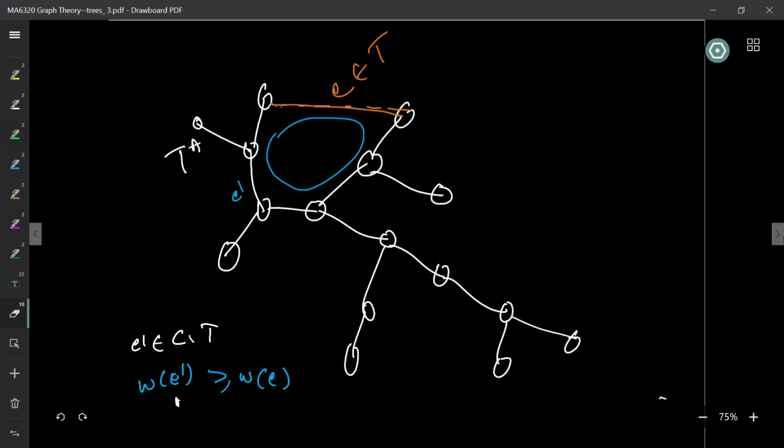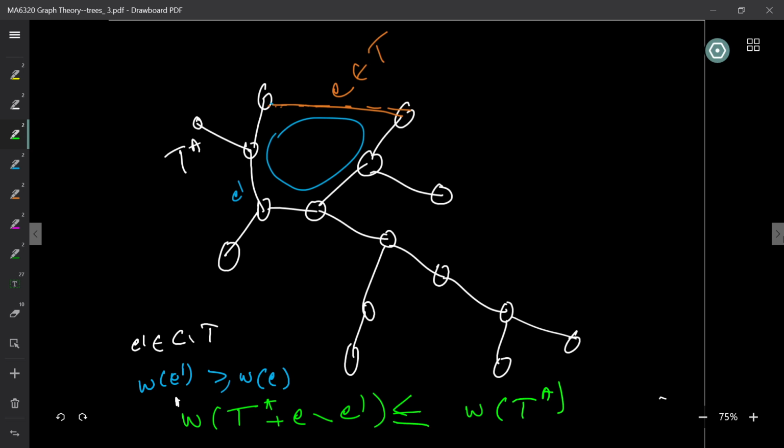Which means that the tree I can look at, for example, is T star plus E, which creates a cycle, minus E dash, an edge which is not part of T, in C minus T. This is a tree now, because it has created one cycle and I removed one edge of the cycle. So it's again a tree. And the weight of this graph is basically, I have added an edge of weight which is less than or equal to the weight of the edge removed. So this is less than or equal to the weight of T star. Okay.